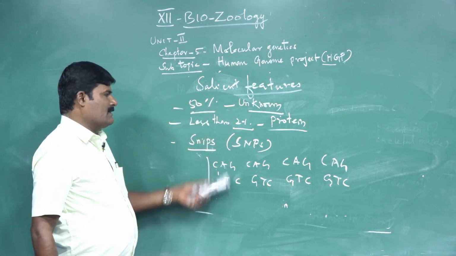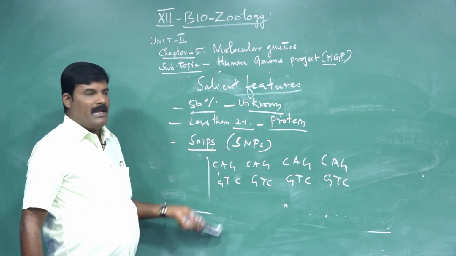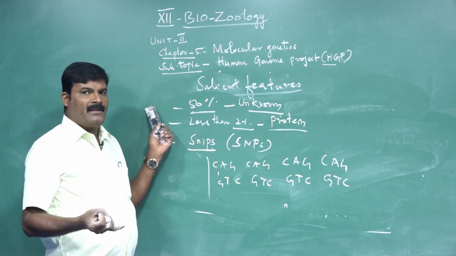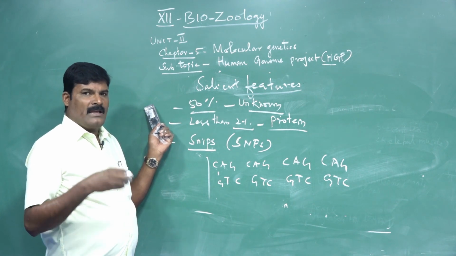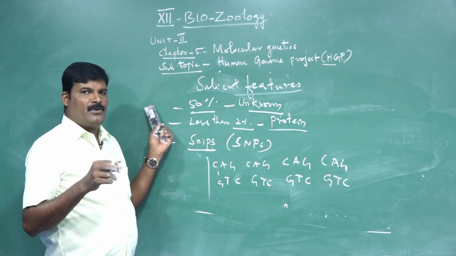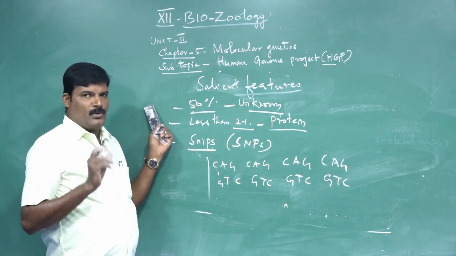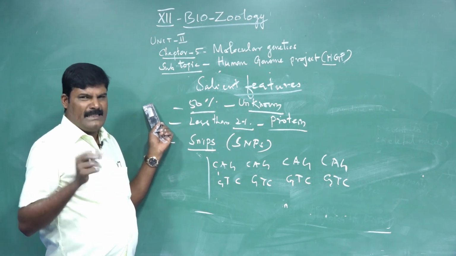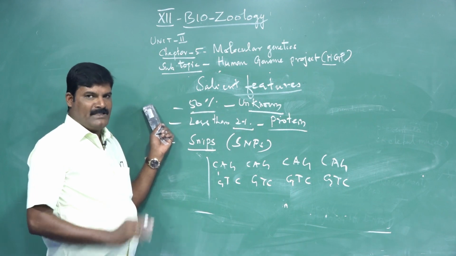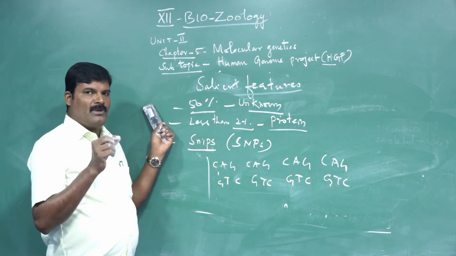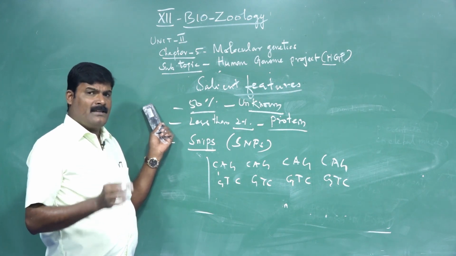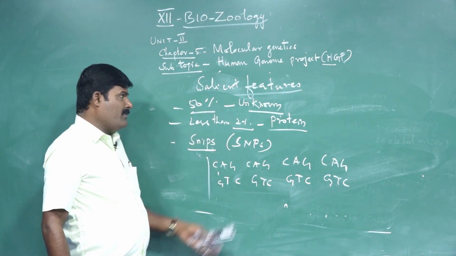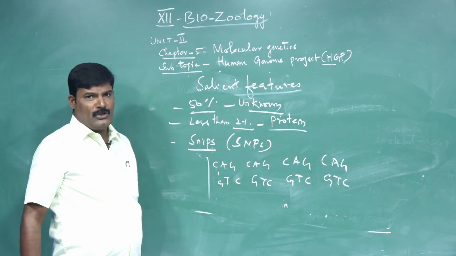These are some of the important features of HGP, the Human Genome Project. It identifies 3 billion base pairs. The number of genes identified in HGP is 35,000 to 40,000. Chromosome number 19 has the highest gene density. Chromosome number 13 has the lowest gene density. These are the details about the Human Genome Project.